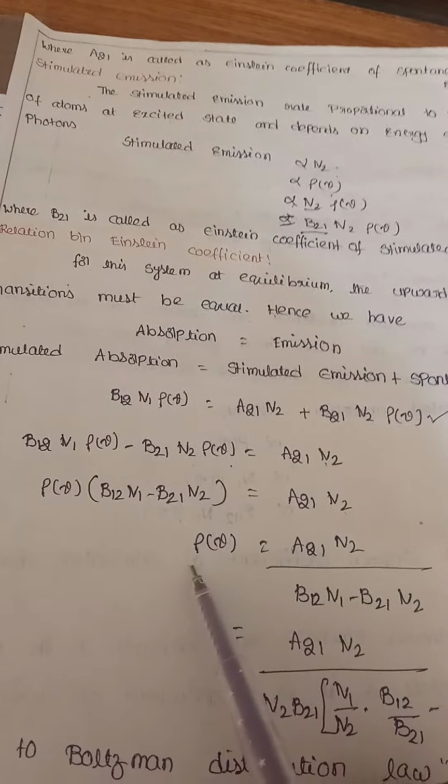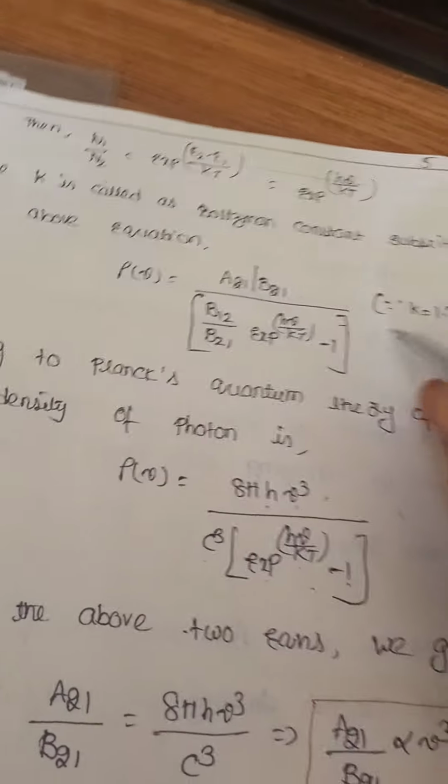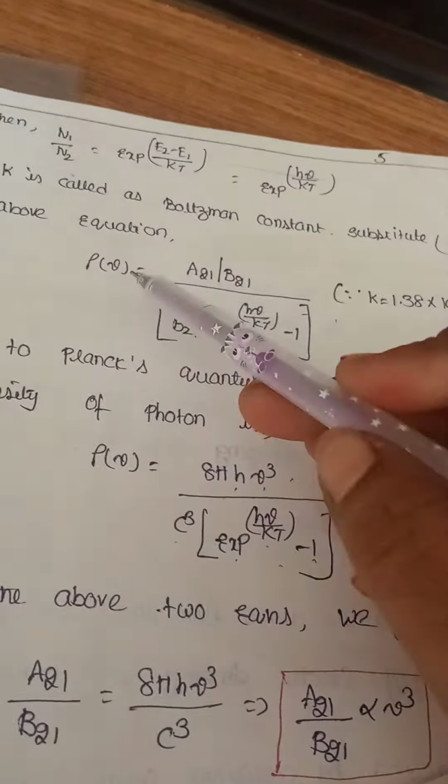But according to Planck's quantum theory of radiation, there is one formula. That formula for the energy density of photons is 8 pi h nu cube by c cube exponential function of h nu by KT minus 1, where h is Planck's constant, nu is frequency, c is the velocity of light, k is Boltzmann's constant, and T is the temperature. If you compare these two equations, both describe the energy density of photons. So we can compare these two equations.